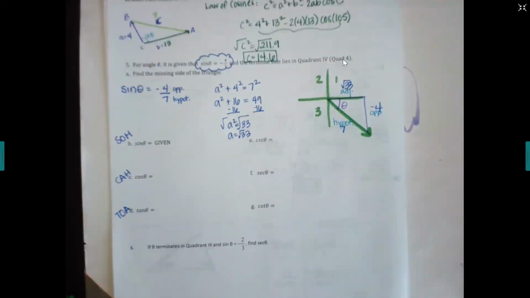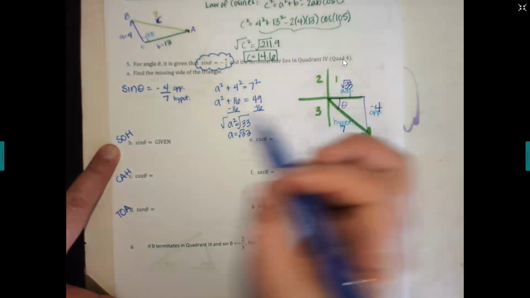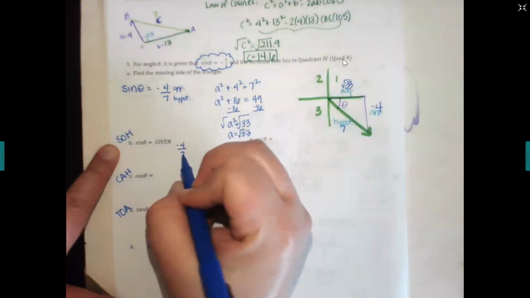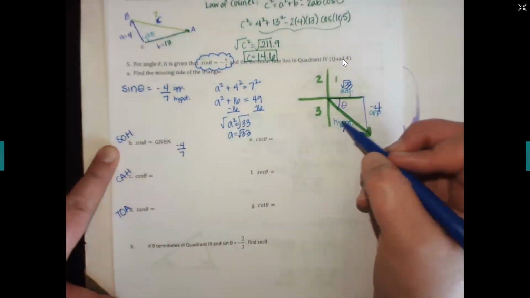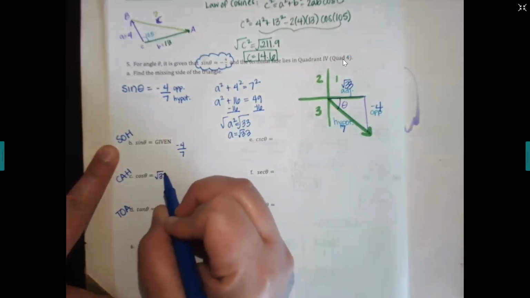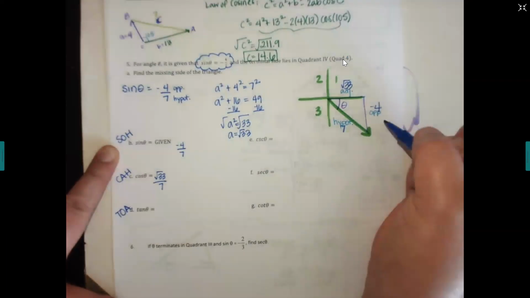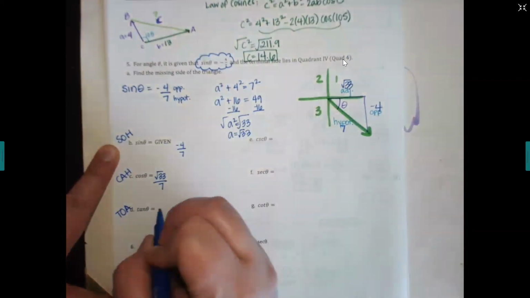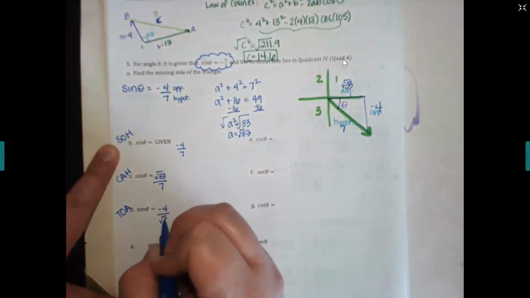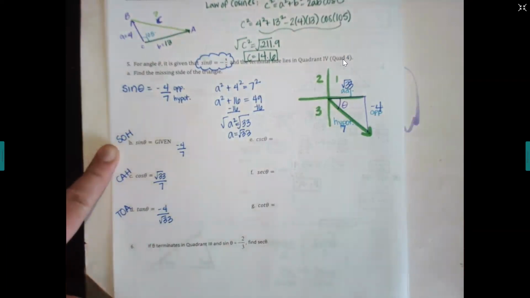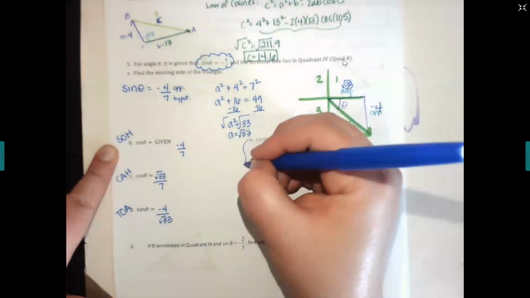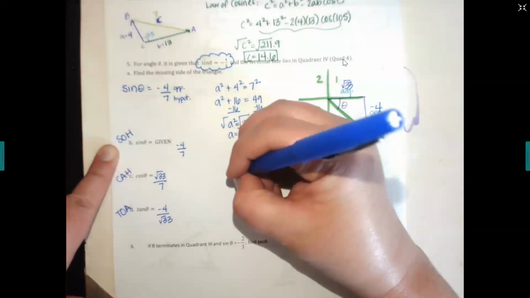And then remember from there, for SOHCAHTOA, all I have to do is follow the order of the fractions. So sine, I already knew it was -4/7. For cosine, it's adjacent over hypotenuse, so it's √33/7. And then tan is opposite over adjacent, so it'd be -4/√33.